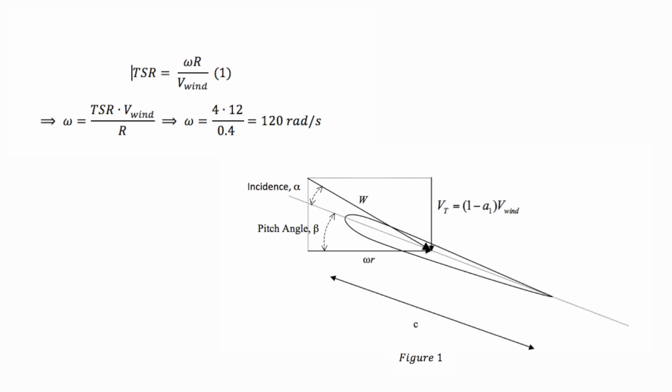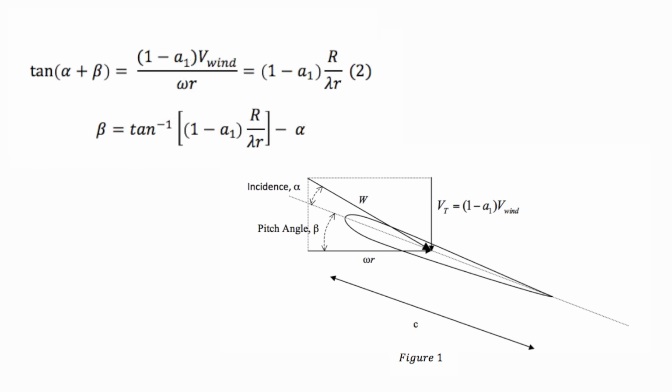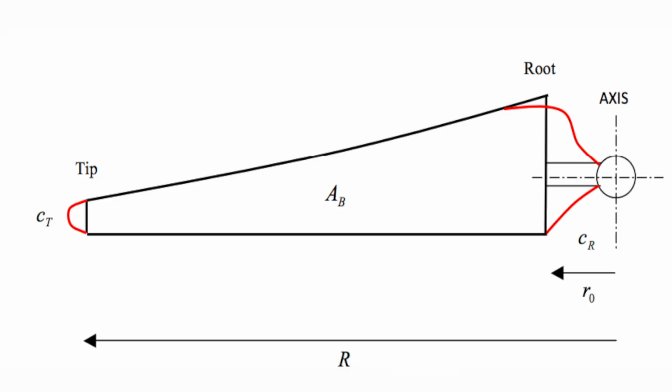The actual velocity seen by the wind turbine varies along the length of the blade, so in order to keep our angle of attack at 8 degrees, which is the value for optimum CL over CD, we need to introduce a pitch angle or twist to the blade. Using wind turbine geometry with figure 1, we get equation 2. Now rearranging equation 2, we can get the twist angle of our blade at a distance r along the blade from the edge of the nose cone.